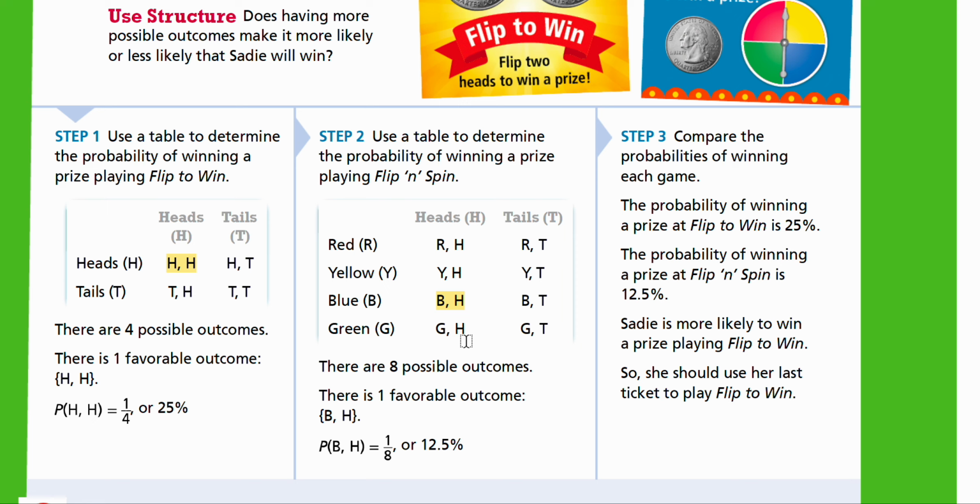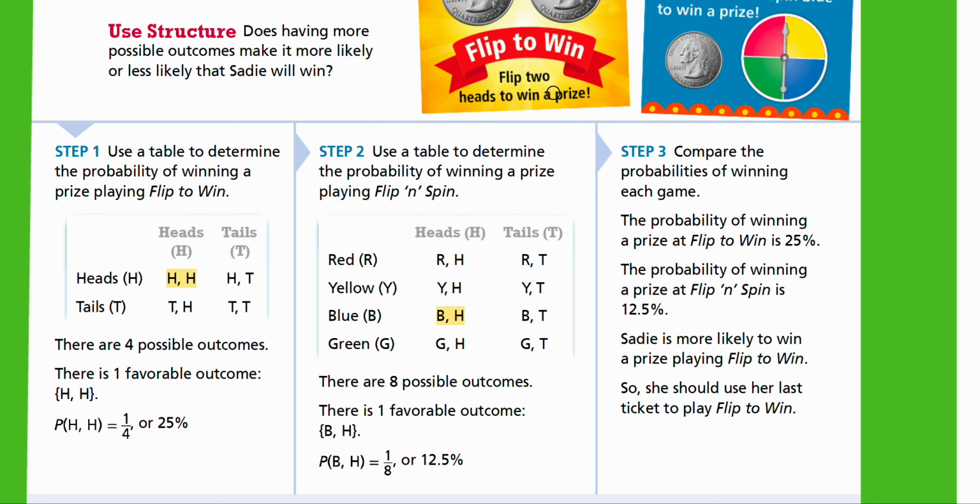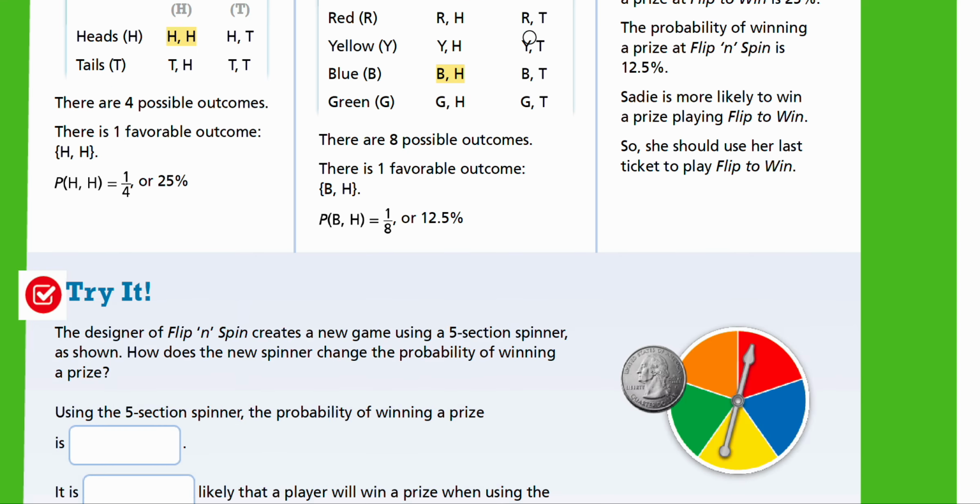Out of all the bigger sample space, it will give you less of a fraction, 1/8, which is about 12.5%. So obviously 25% is a lot bigger than 12.5%. So the probability to win the first one is a lot greater than the second game. So she should use her last ticket to play Flip to Win because she has a better chance of winning, right? So this is something that will help you in games, right? Probability. So let's look at Try It.